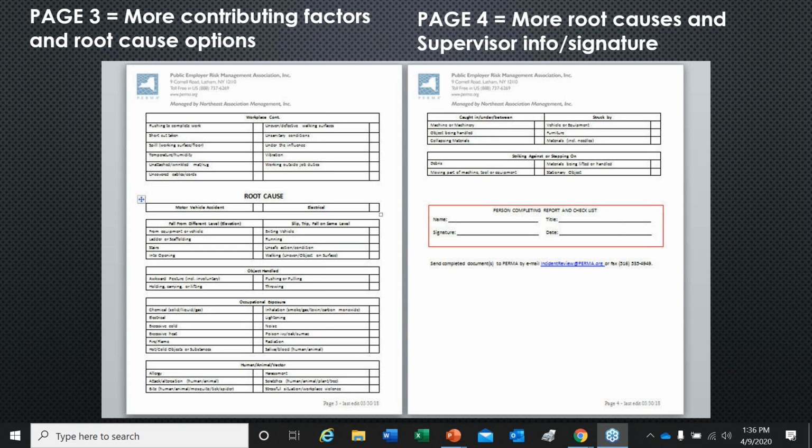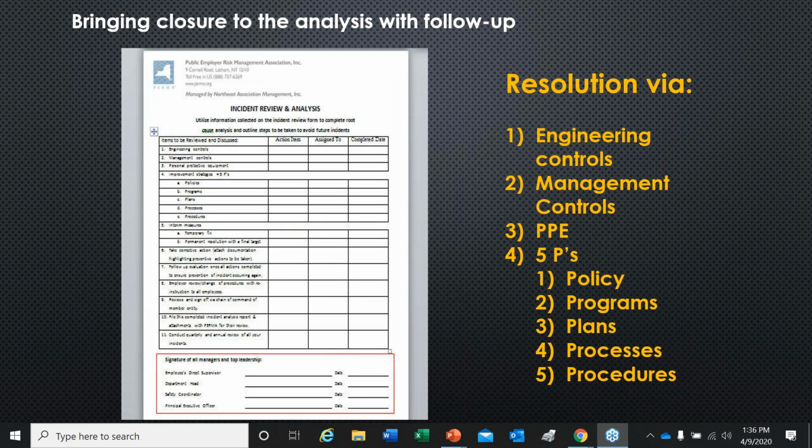But we want to make sure that you have a supervisor who is completing the form and checks it off and notes it. And then when you're done with it, you would be sending it on to PERMA. The last page, page 5 of the written one, and we also have it in a PDF fillable form, comes down to: okay, I had an incident, and what am I going to do to prevent it from ever happening again?